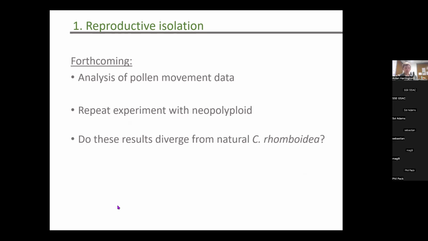rhomboidea. But overall, these results are pretty suggestive of the fact that density-dependent movement doesn't seem to be occurring. There is definitely pollinator discrimination of these different species, even though they do look quite similar.